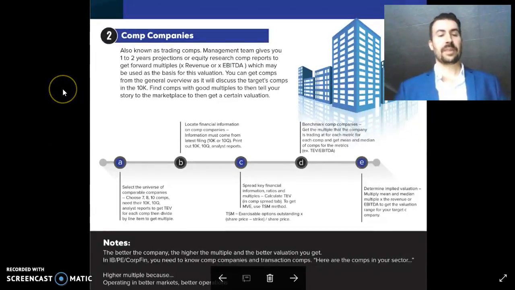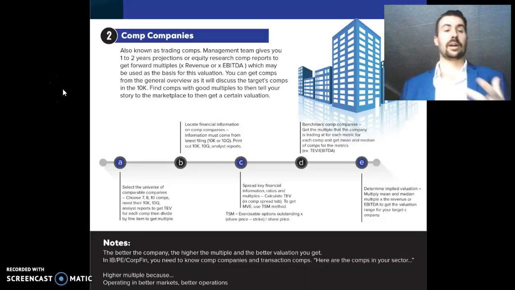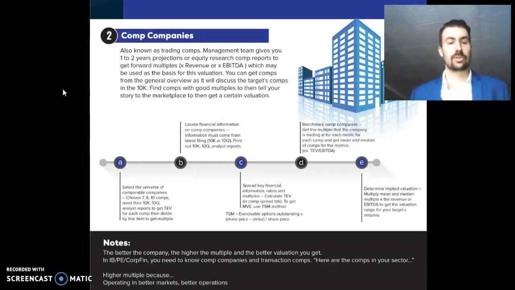The first step in doing this methodology called comp companies is to select a universe of comparable companies, choosing 7, 8, 10, and we're going to ultimately get their 10K and 10Q analyst reports to get to TEV for each comp, and then divide by the line item to get the multiple. The second step is we're going to locate the financial information, the 10K, the 10Q, analyst reports, and then we're ultimately going to spread the key financial information in ratios and multiples to calculate TEV, which we talked about in the first step.